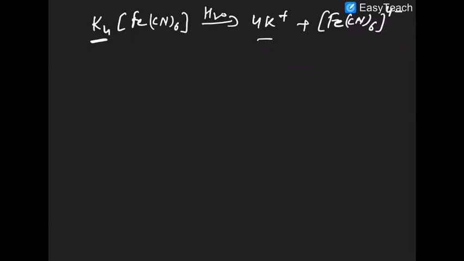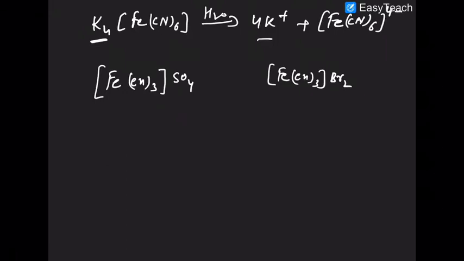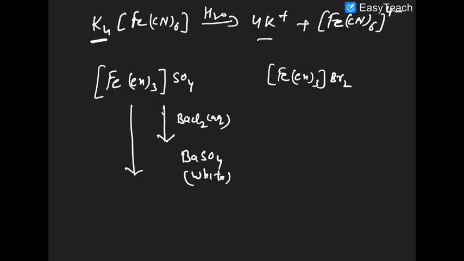Similarly, let us suppose that in this case, if you add aqueous BaCl2, you will get a white precipitate of barium sulfate. But on adding silver nitrate, you will get nothing.